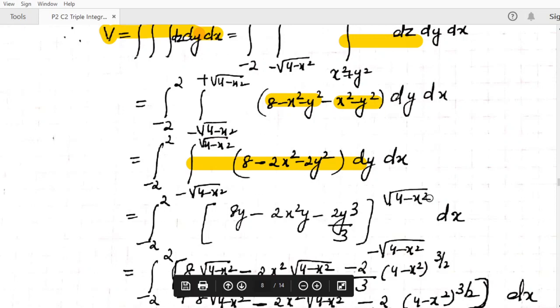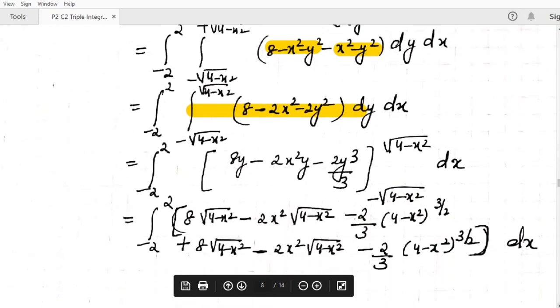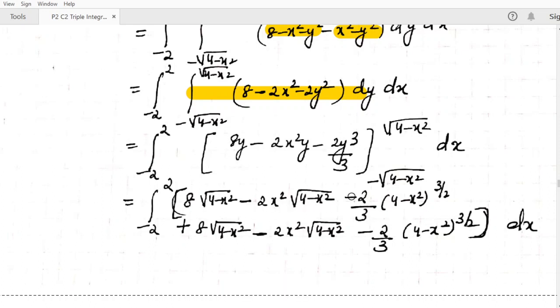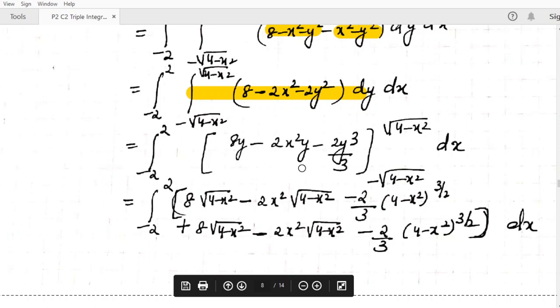The upper limit is plus root of 4 minus x square dx. So in the next step, we will be putting the limit of upper limit and lower limit for the variable y. So we get integral minus 2 to 2 of 8 into root of 4 minus x square minus 2x square into root of 4 minus x square minus 2 by 3 into (4 minus x square) to the power 3 by 2, plus putting the lower limit, we get plus 8 into root of 4 minus x square minus 2x square root of 4 minus x square minus 2 by 3 into (4 minus x square) to the power 3 by 2, dx.